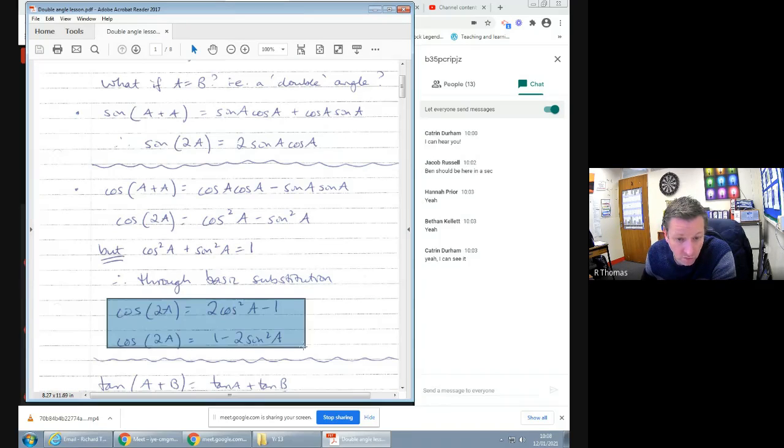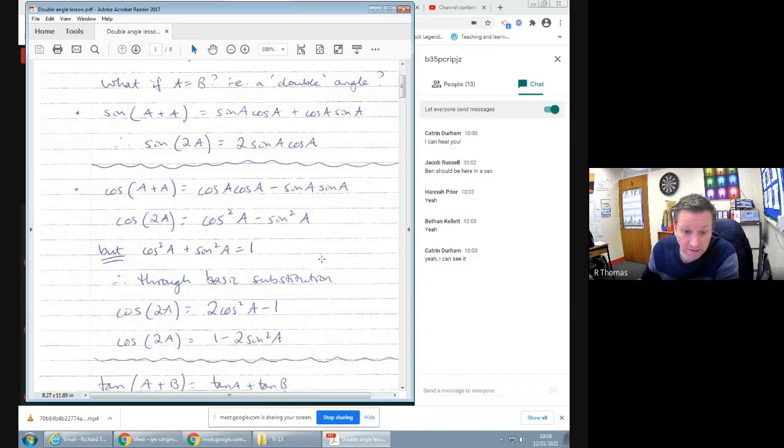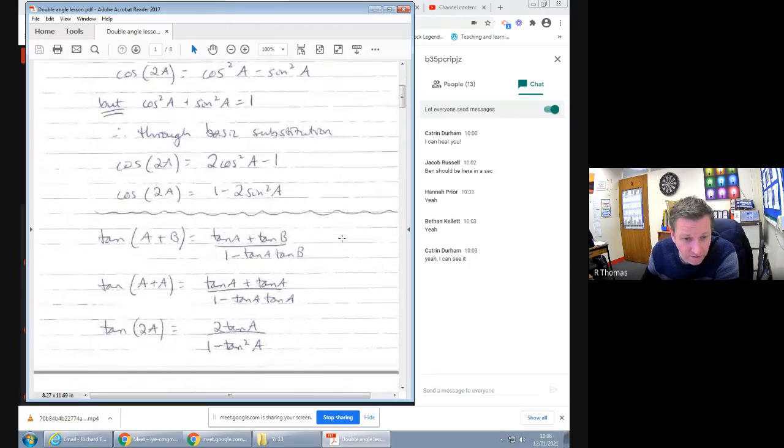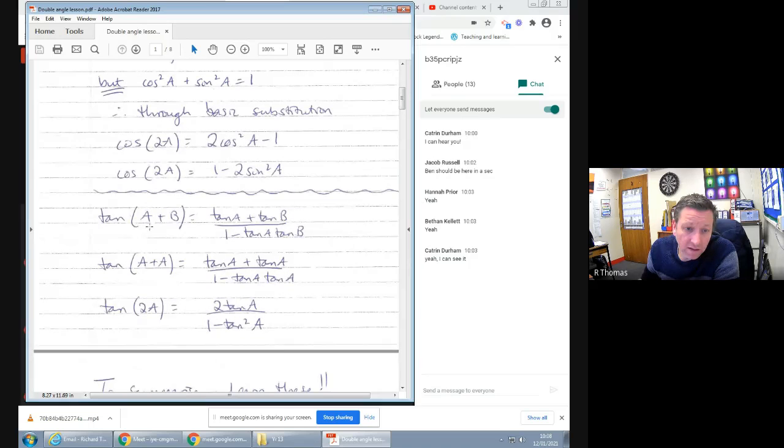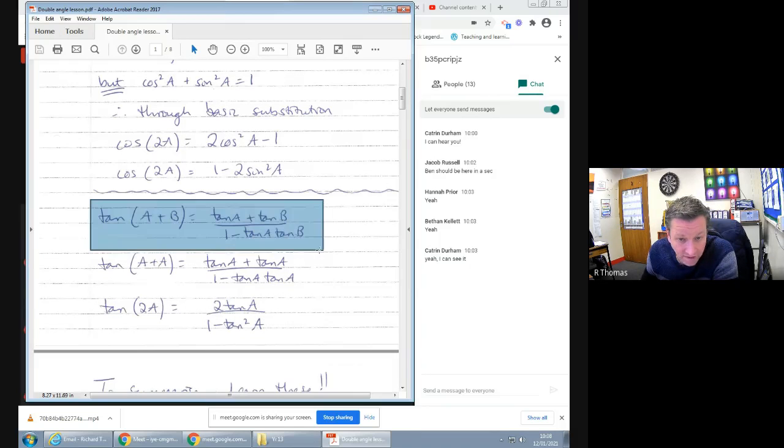And cos of 2A are those two there. And you just need to know them. But if you did happen to forget them, you could derive them yourself using these identities that are in the formula booklet. The tan one is a bit more tricky. Here's the identity for tan of A plus B that's given to you in the booklet.